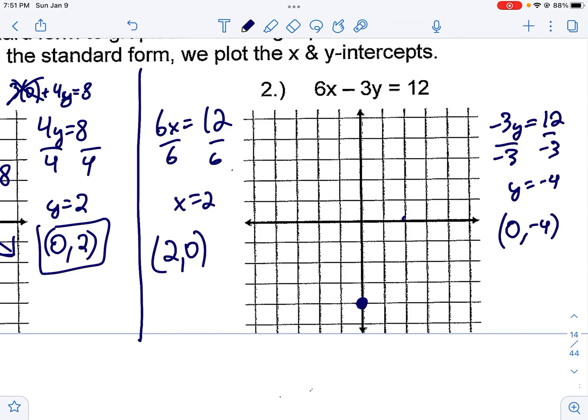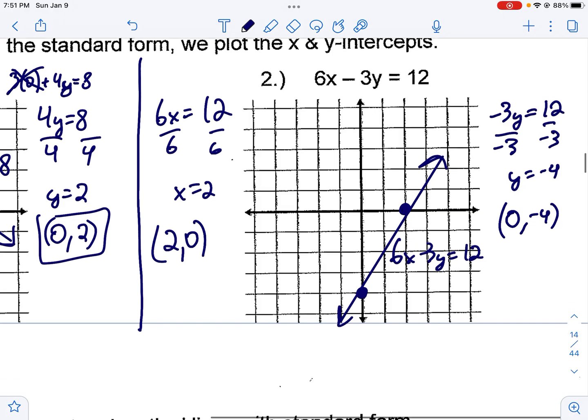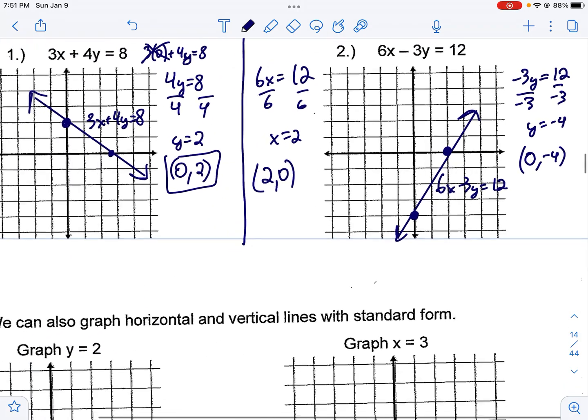Graphing our 2 points allows us to connect and create a line. Line wasn't perfect, but I'm going to let myself slide for now. I'll label it 6x plus 3y equals 12, and we're good to go.